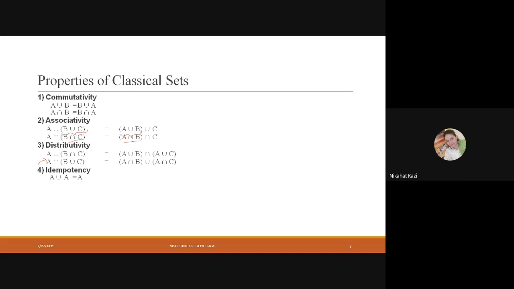A union of a set with itself will give you the same set. Okay. So A union A is equal to A. Similar for A intersection A is equal to A. Right? Intersection of the set with itself will give the same set. Will not change it. That is idempotent.